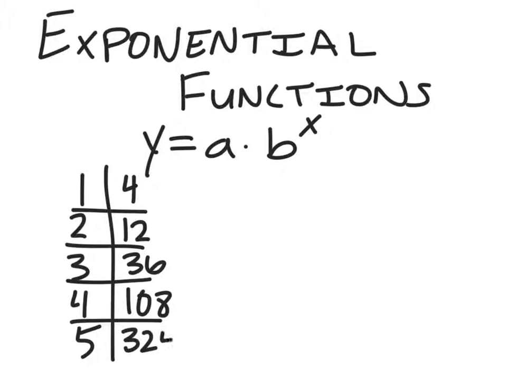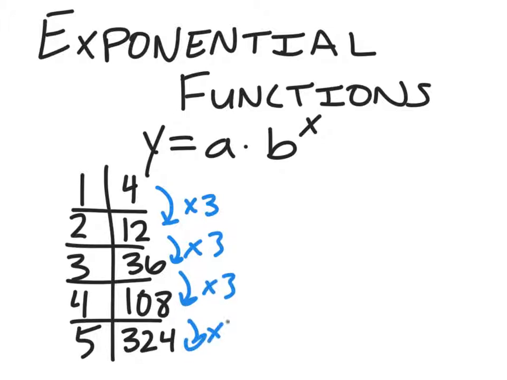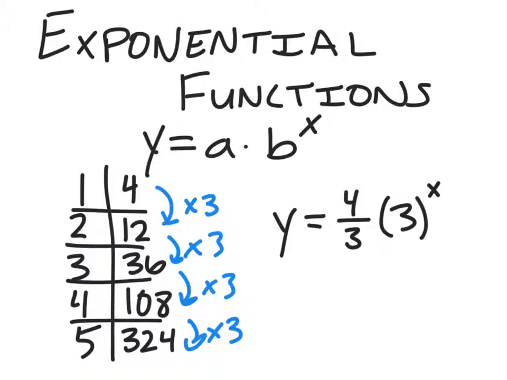And what's happening here is that we're multiplying. We're not adding or subtracting, we're multiplying by the same amount every time. And this pattern could be written in the form y equals 4 thirds times 3 to the x. So those are the two types of patterns that you're already familiar with.